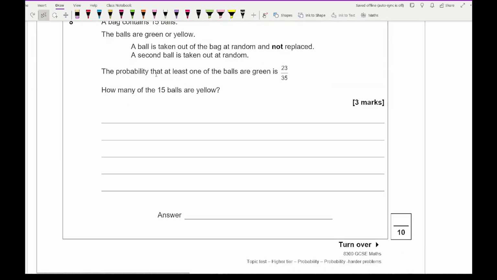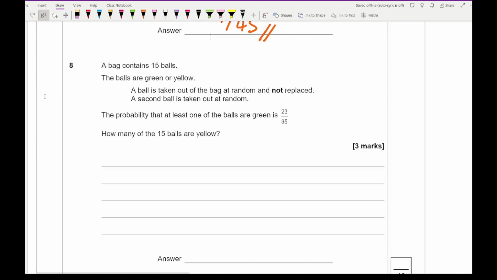Then moving on to question 8, it says that a bag contains 15 balls. Balls are green or yellow. A ball is taken at random and not replaced. A second ball is then taken at random. The probability at least one of the balls is green is 23 over 35. And the question is asking how many of the 15 balls are yellow.